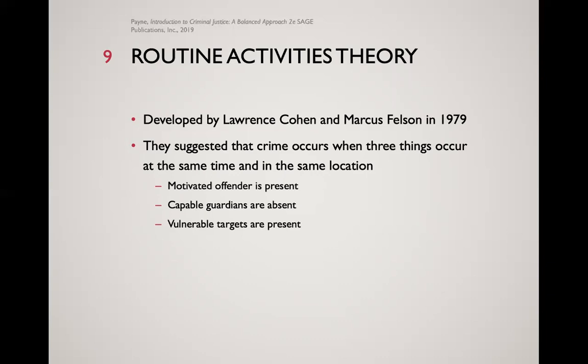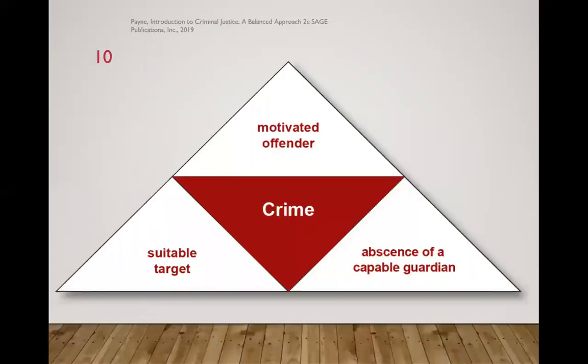So they suggested that crime occurs when three things occur at the same time and in the same location, right? You have a motivated offender present, capable guardians absent, and vulnerable targets present. Okay, so essentially what they get into is the crime triangle. This crime triangle is derived from routine activities theory, and it is the three different aspects of routine activities theory. When these three things come together, right there in the middle, highlighted in that red and maroonish color, is crime.